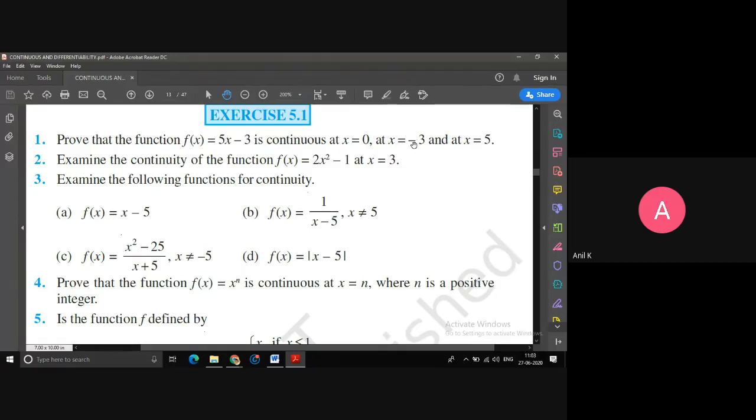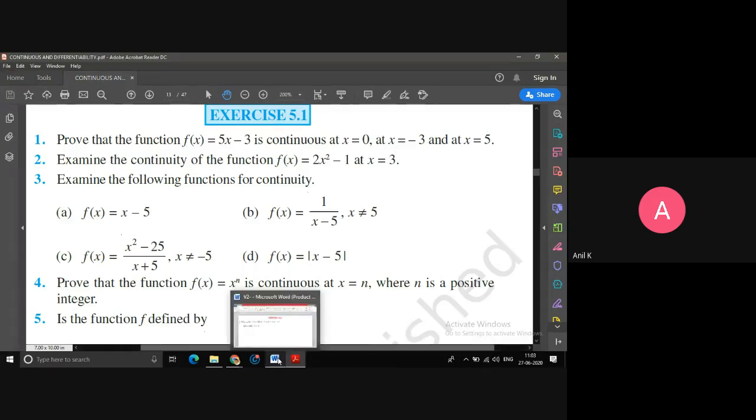Similarly, you have to check for minus 3. You have to check for 5. Just substitute. If I go for 5, it will come 25 minus 3 is 22. So function value will be 22. Even limit value also will give you 22. Hence it is continuous. You can use any method.